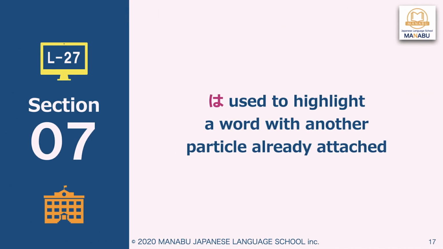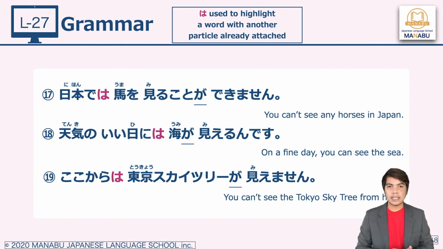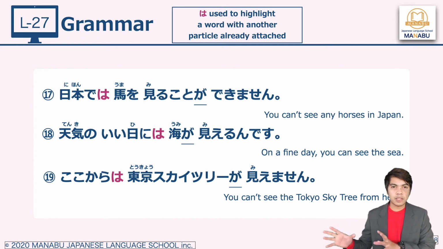Grammar point number 7. Wa is used to highlight a word with another particle already attached. So you can also add the particle wa to highlight a word with a particle. So for example number 17, nihonde. Okay, nihonde, it means that the place of action is Nihon, Japan. In Japan. So you add the particle wa to make the nihonde the main focus of the sentence.